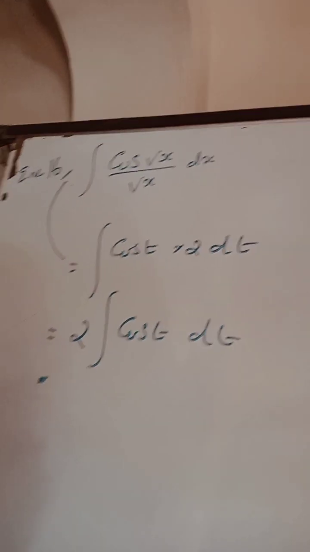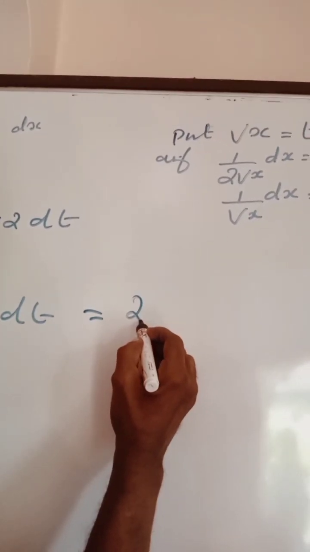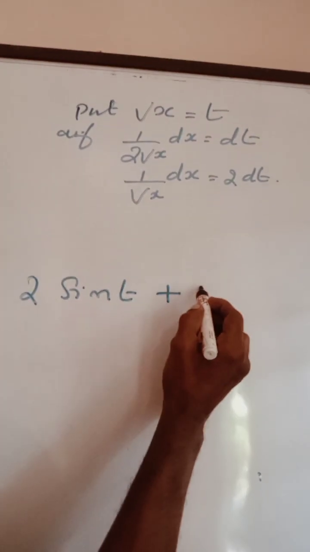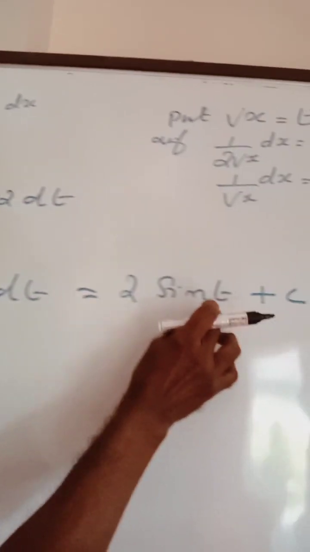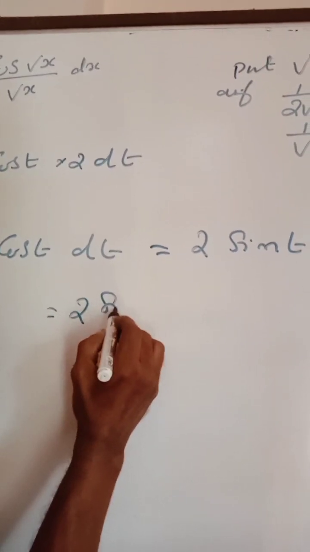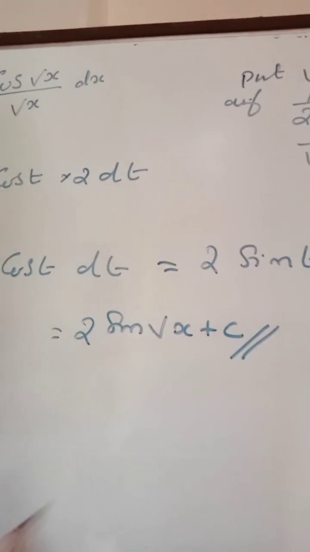This is equal to 2 into sin t plus c. Replace t by root x. This is equal to 2 into sin root x plus c.